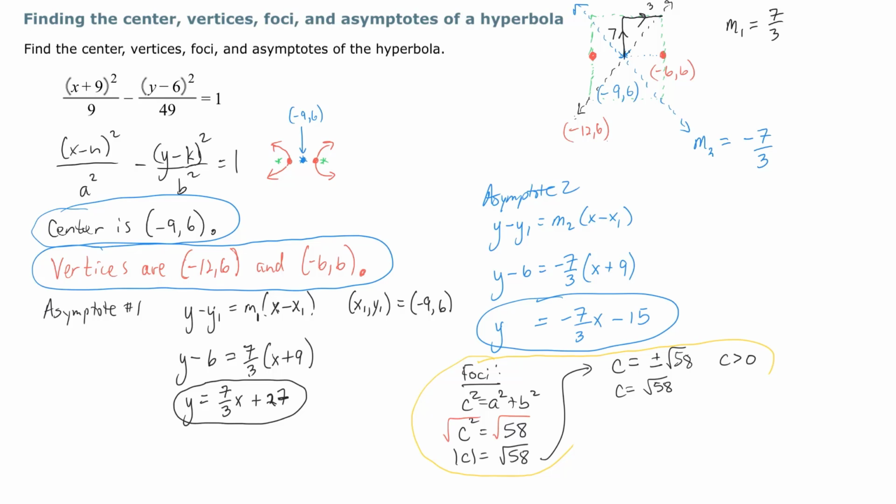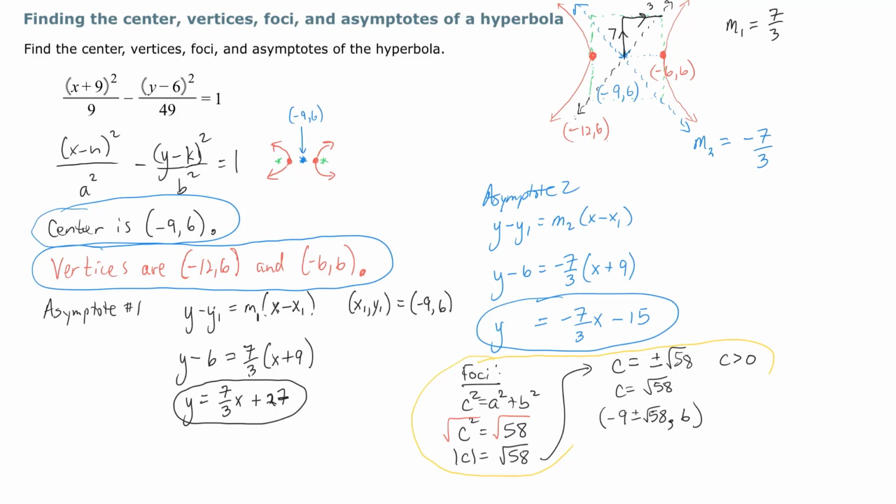The foci is what? Well, the parabola is going to open, remember, left and right. So the foci has the same height level as the vertex. In other words, it's still 6 units up from the x-axis. So we just keep the y value the same and we move the x values. If we keep the x value, which is negative 9, and then add or subtract the square root of 58, and then write comma 6, we should have the foci.